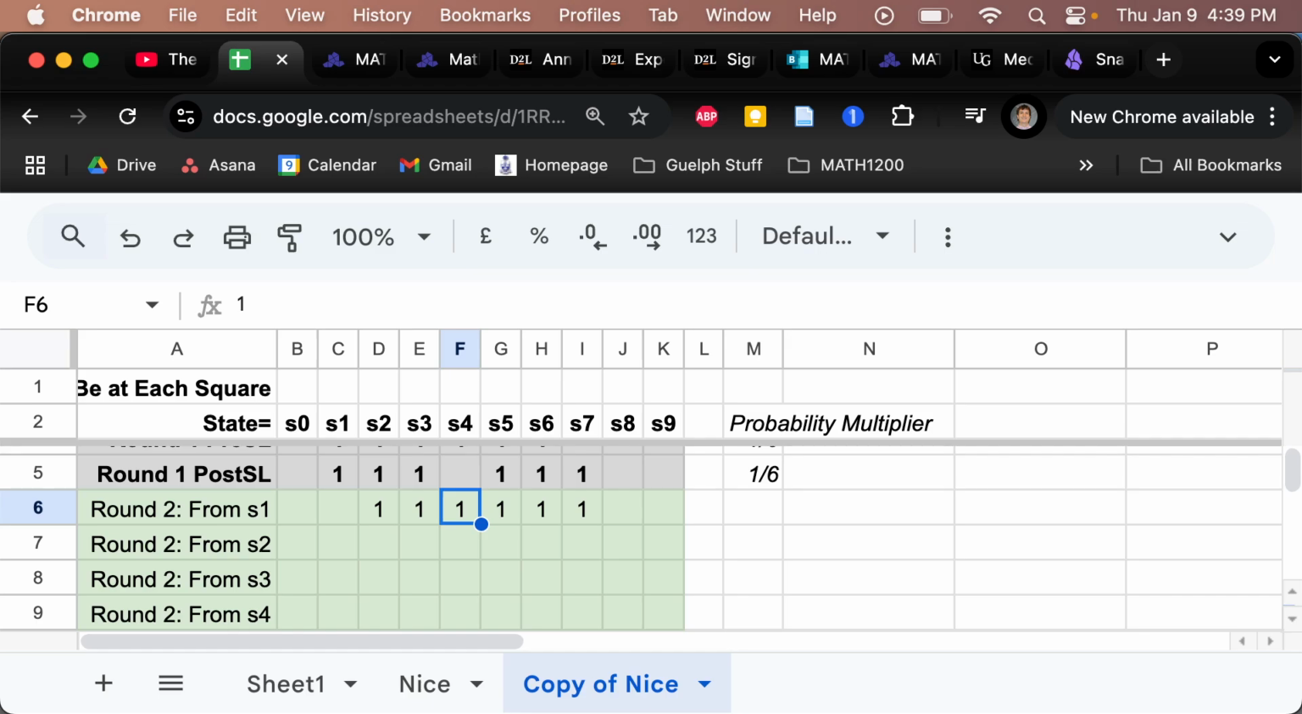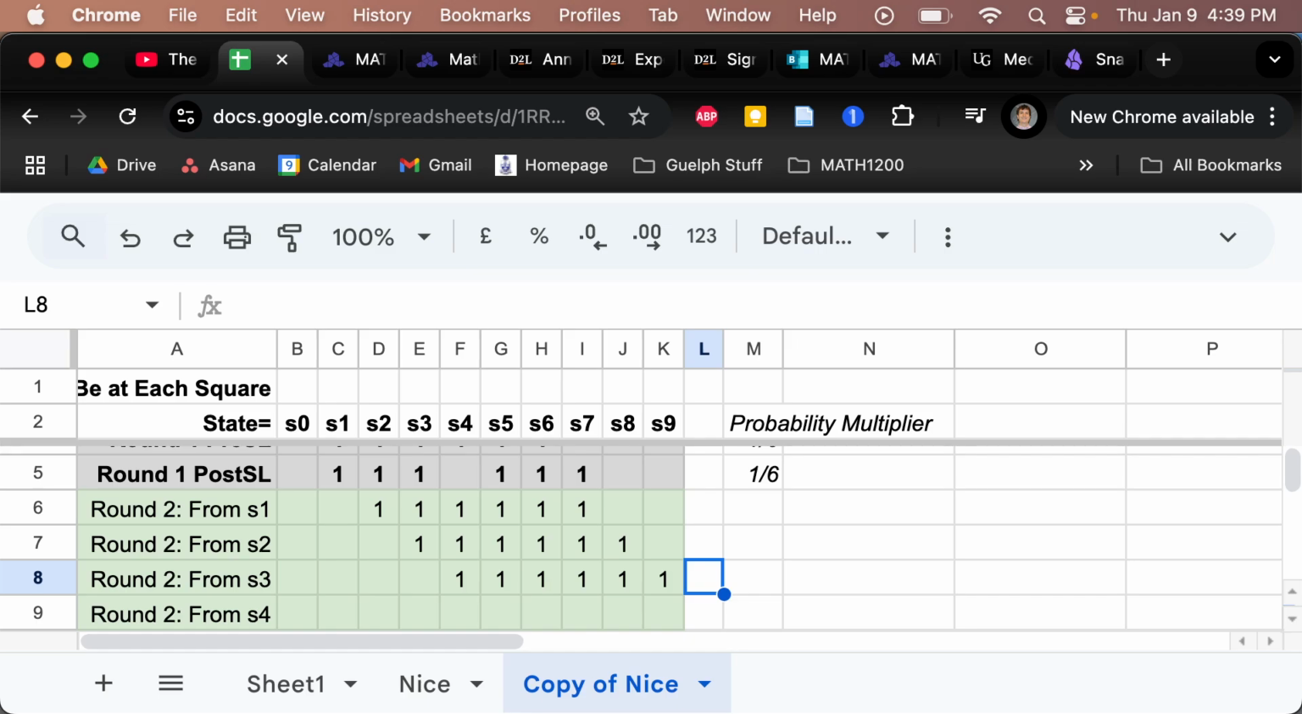And from S2, it's the same thing, but shifted over by 1, right? So from S2, you're here, or here, or here, or here, or here, or here. From S3, you're here, or here, or here, or here, or here, or here, right? So from S3, you can either go to S4, 5, 6, 7, 8, or 9.